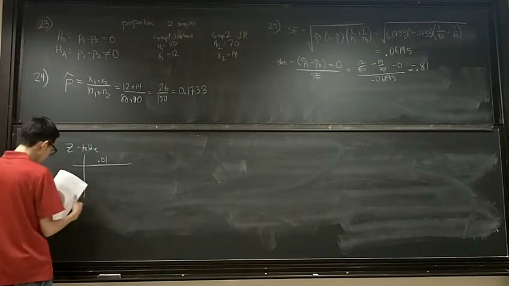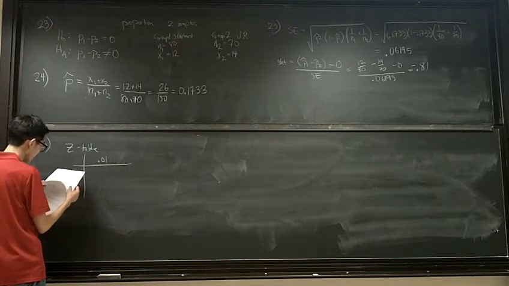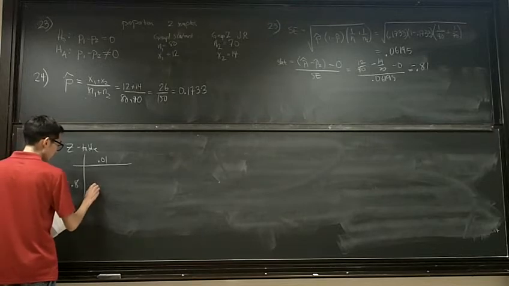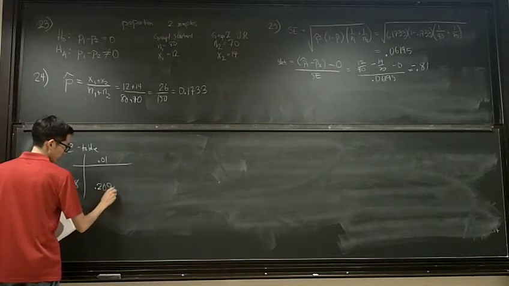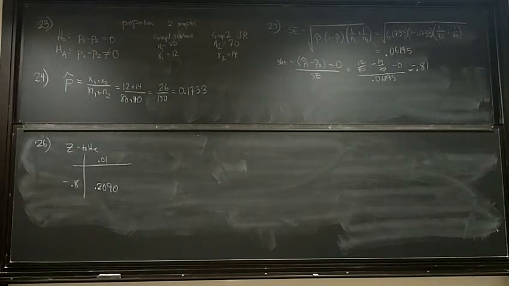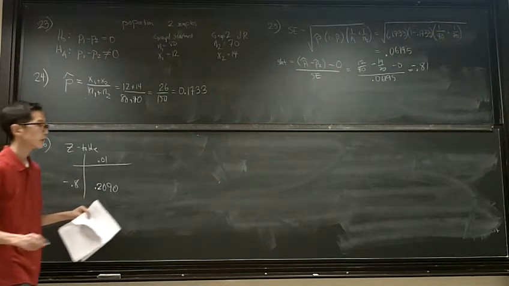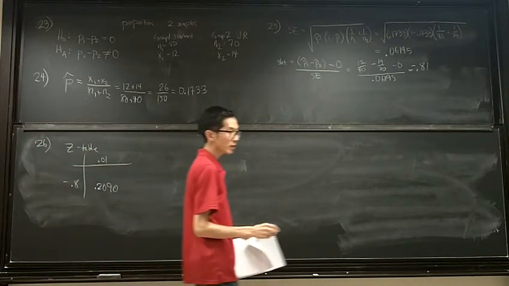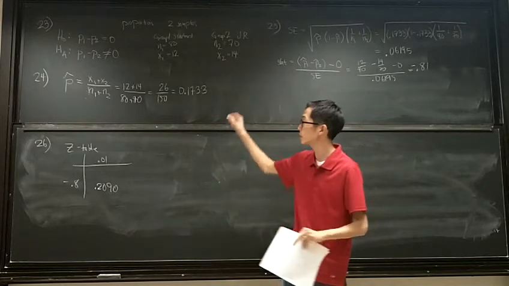And then the number in my tail is 0.2090. So that's how much I have in my tail. Is that my p-value? No. What do I have to do to get my p-value?